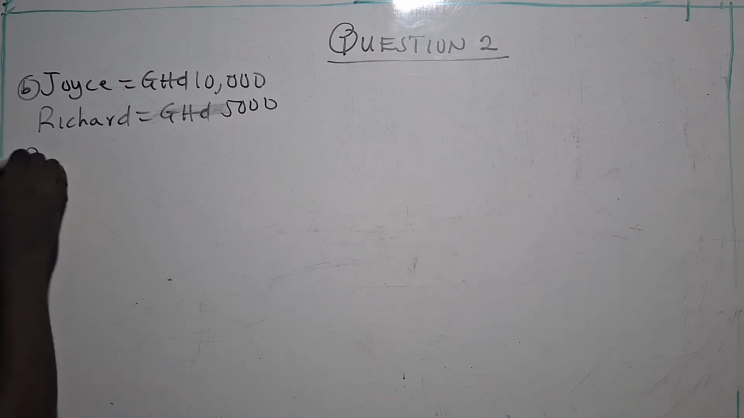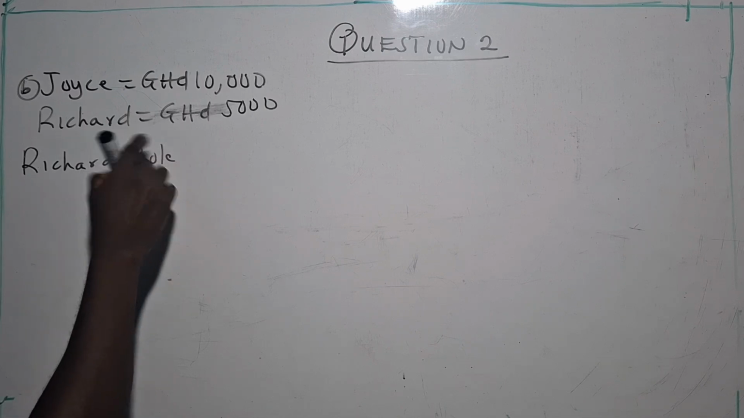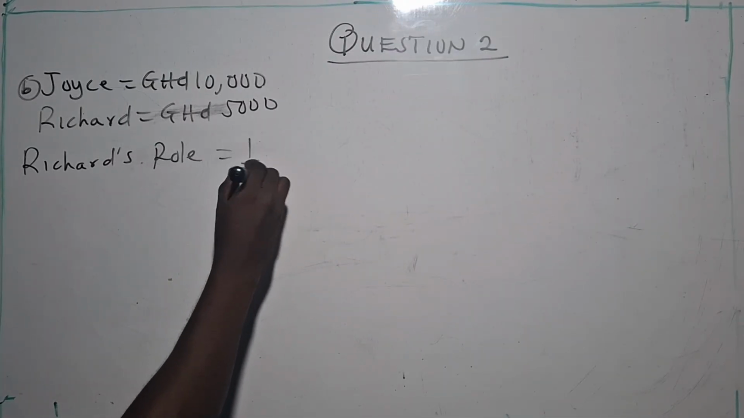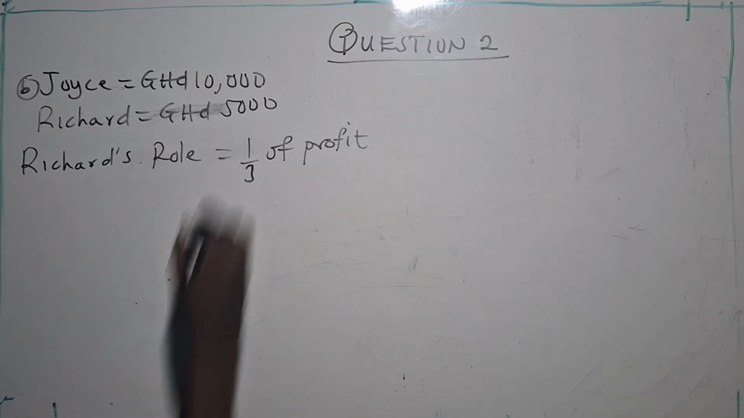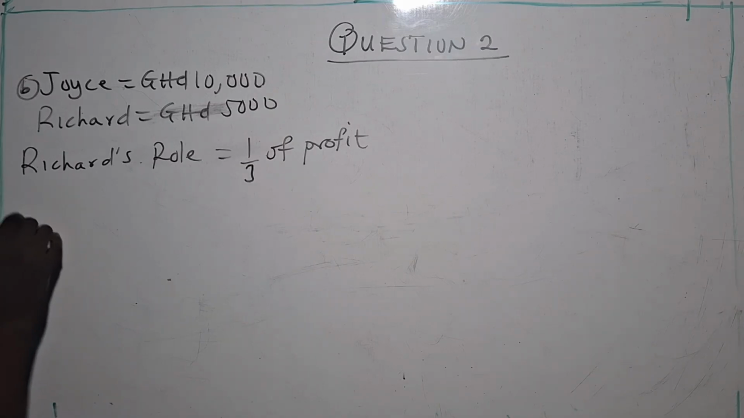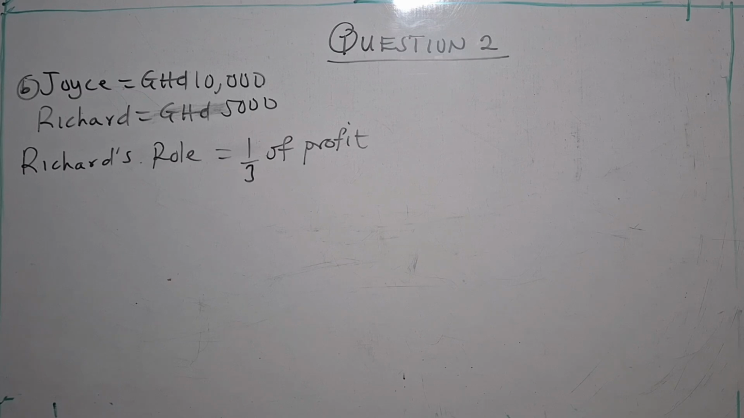So Richard will be paid 1/3 of the profit. First of all, let's find the amount Joyce is going to receive. To find the amount Joyce received, we have to know their ratios. Here the ratio is according to their amounts. The ratio represents the amount. So before then, we have to know the amount left, sorry, we have to even find the total profit.